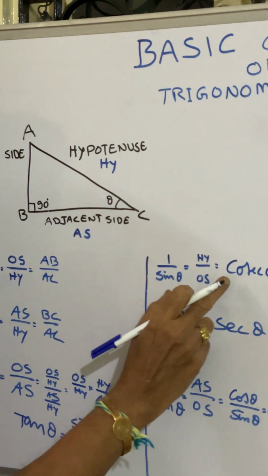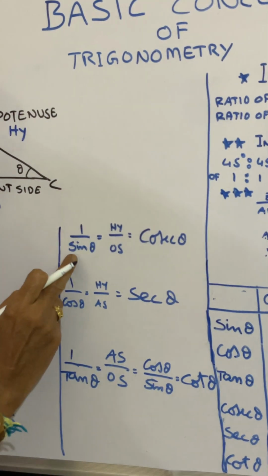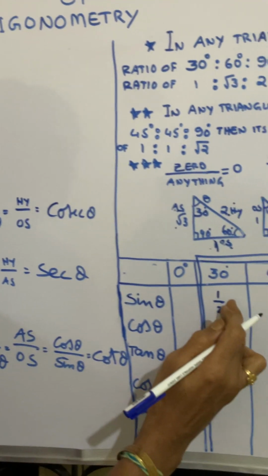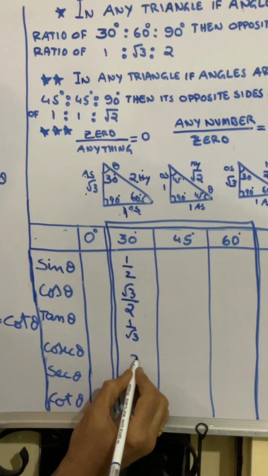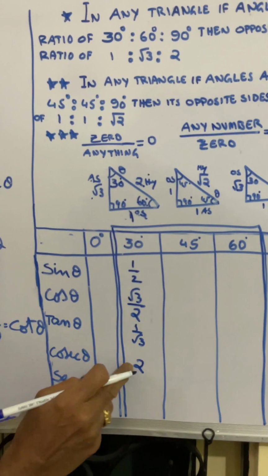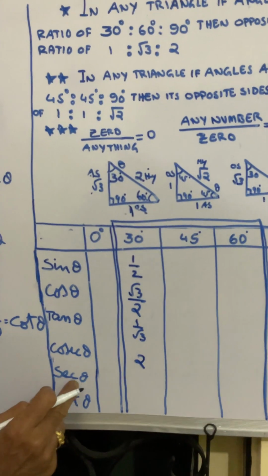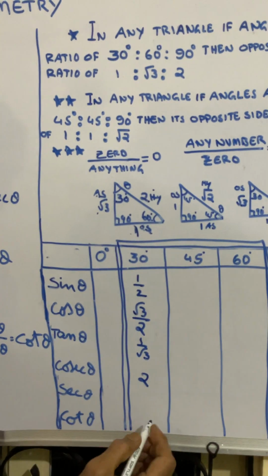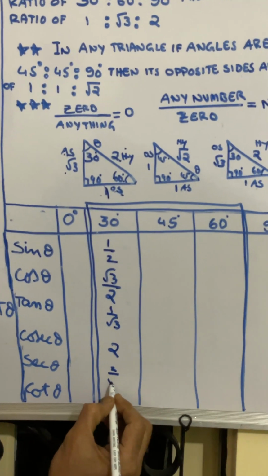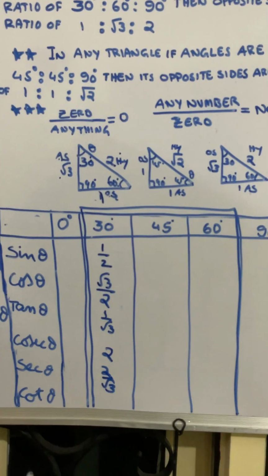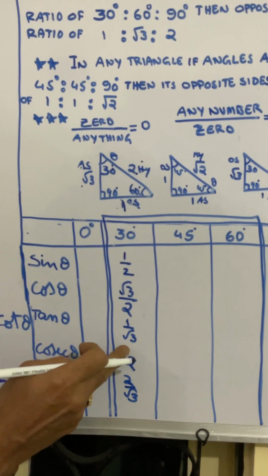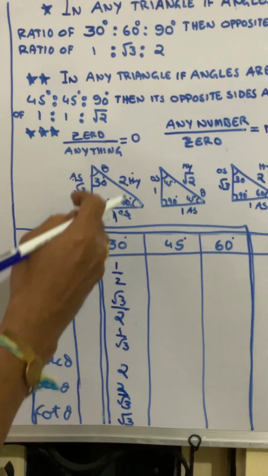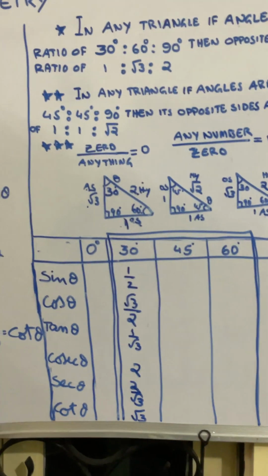As per our previous knowledge, cosecant is the reciprocal of sine. Cosecant is nothing but the reciprocal of sine theta. Reciprocal of this is 2. So cosecant 30 degrees is equal to 2. Secant is the reciprocal of cos, so simply we can write this as 2 by root 3. Cot is the reciprocal of tan, so we can reverse this and write root 3. In such a simple way we are getting these values.